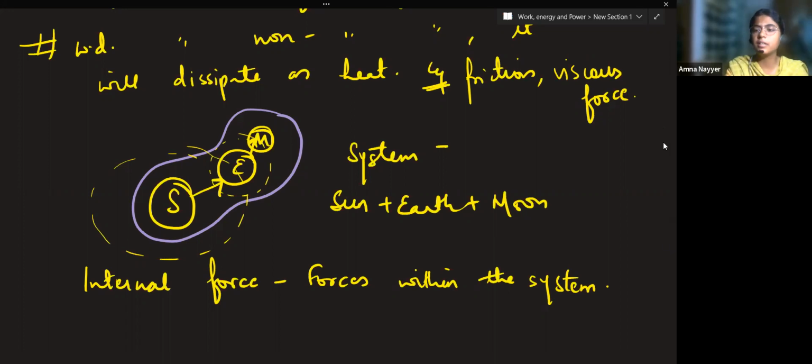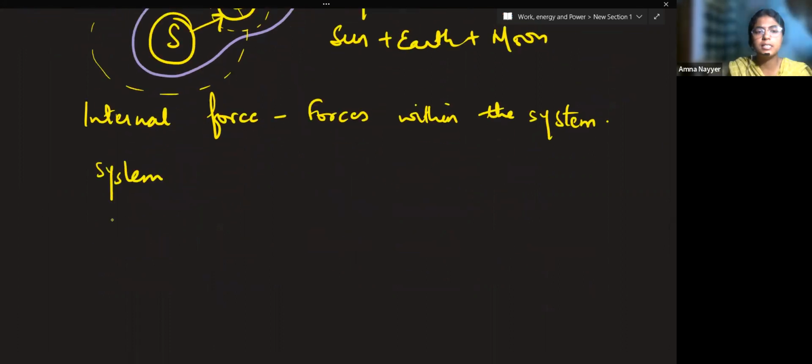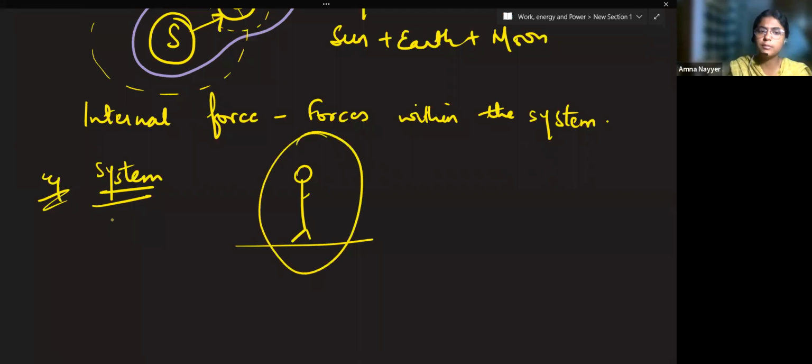This is a very big example. If you take a very small example, let's say the system for me is a person who is walking on the road. This is my system right now. So normal reaction will balance the gravitational weight. These are all internal forces. But if another person pushes this person and exerts a force, this force will be an external force because that person is not a part of my system. So system means specifically the area under observation.